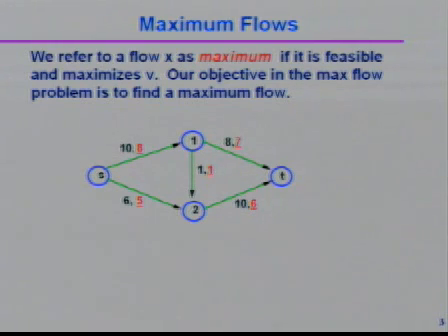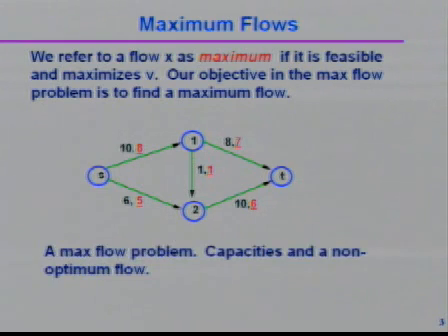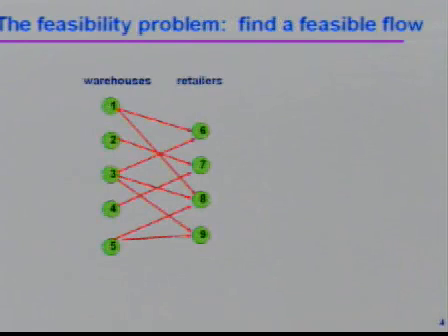So for instance, I could send one extra unit from S to 2 to T. And so that will give me a flow with a larger value. Right? Everyone comfortable with this? Okay. So this is a non-optimal flow.